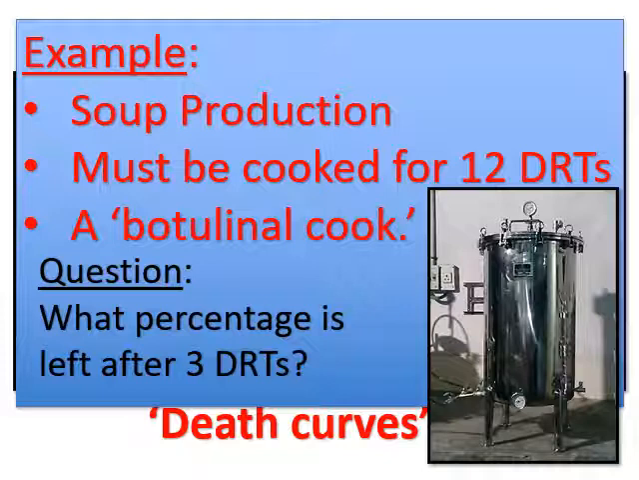So after 3 decimal reduction times, you have reduced the number of live microbes or viable Clostridium botulinum endospores down to 0.1% after just 3 decimal reduction times. Now imagine how few you would have if you went all the way to 12 decimal reduction times. And that's what they have to do under commercial sterilization techniques.